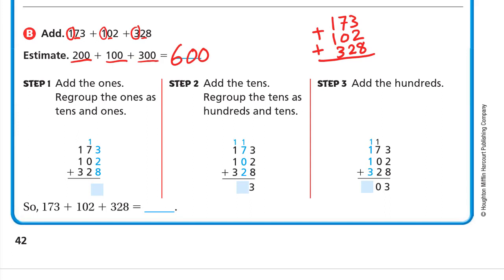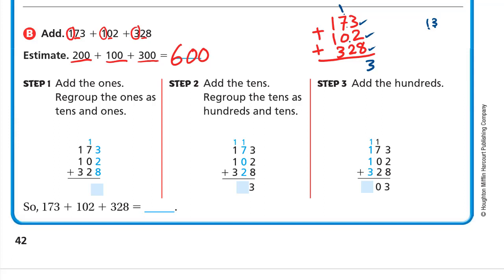3 plus 2 is 5. 5 plus 8 is 13. 13 is 2 digits. So I write the 3 and carry up the 1 at tens. Now in tens we have 1 plus 7 plus 0 plus 2. So 1 plus 7 is 8.